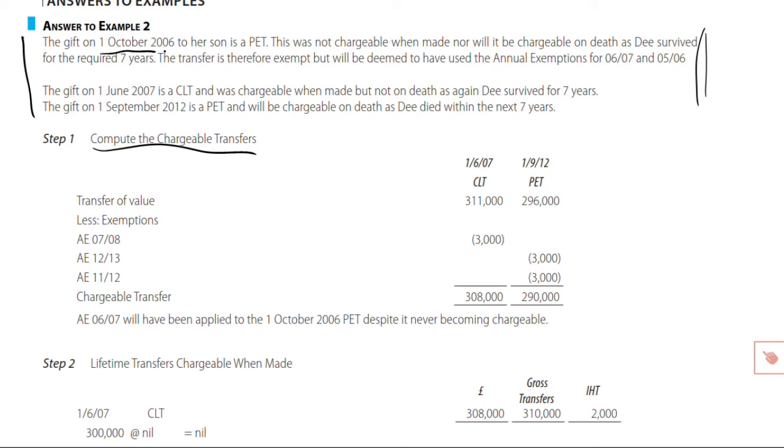The gift, as we know, on the 1st of October 06 to her son, we labelled as a PET. It wasn't chargeable when made, nor will it be chargeable on death, because D survived for the required 7 years.